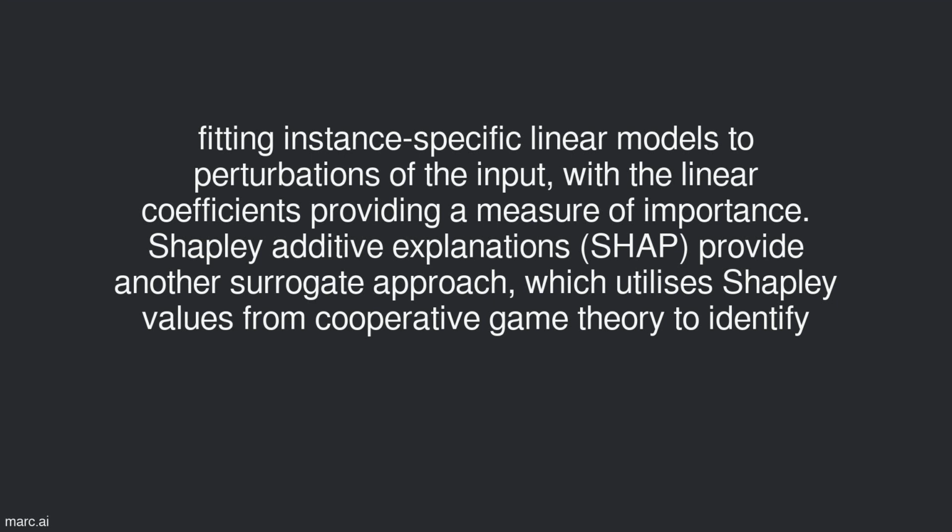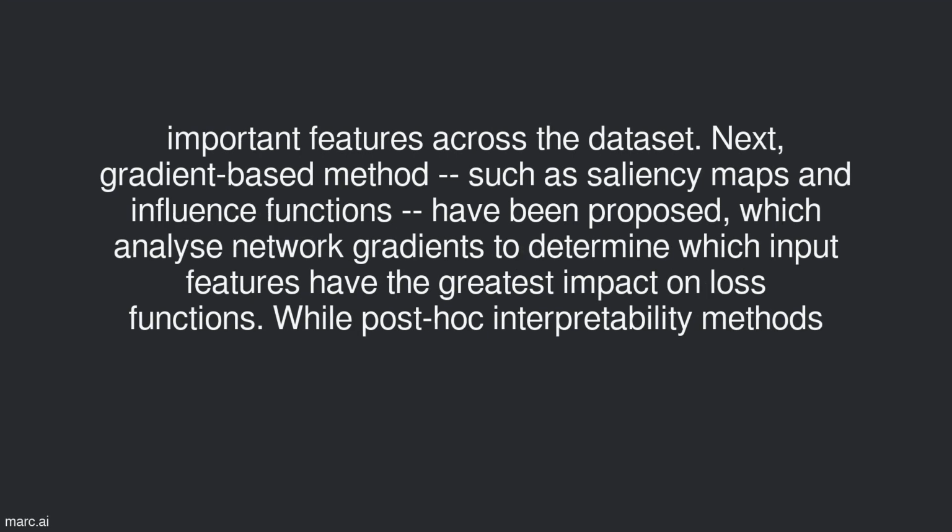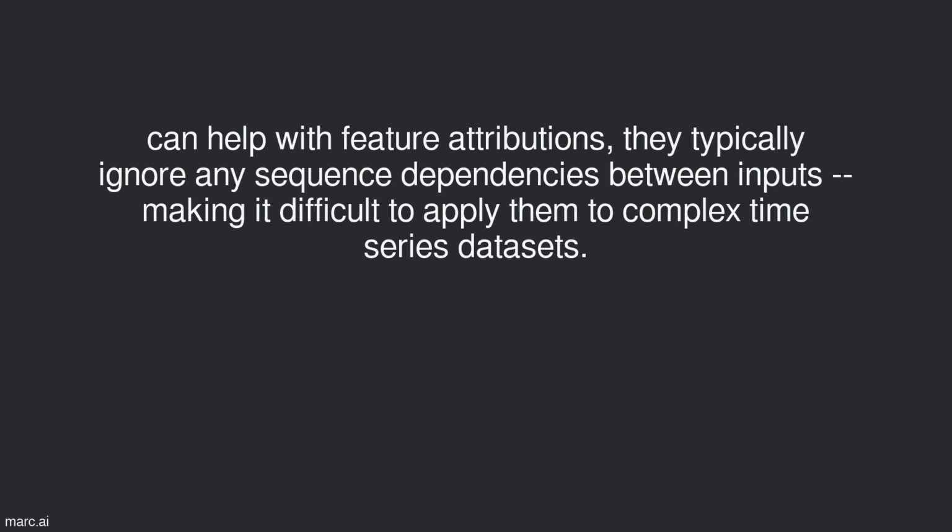Shapley additive explanations (SHAP) provide another surrogate approach, which utilizes Shapley values from cooperative game theory to identify important features across the dataset. Next, gradient-based methods, such as saliency maps and influence functions, have been proposed, which analyze network gradients to determine which input features have the greatest impact on loss functions. While post-hoc interpretability methods can help with feature attributions, they typically ignore any sequence dependencies between inputs, making it difficult to apply them to complex time series datasets.